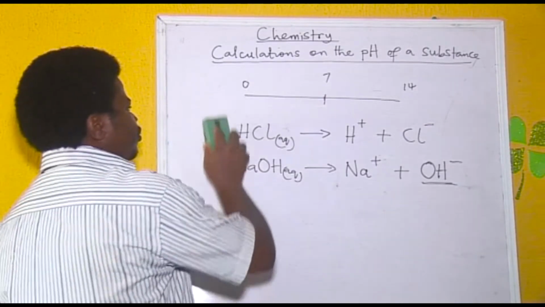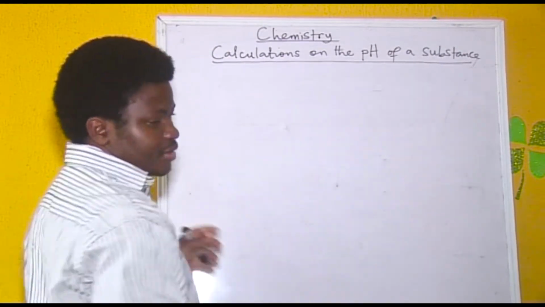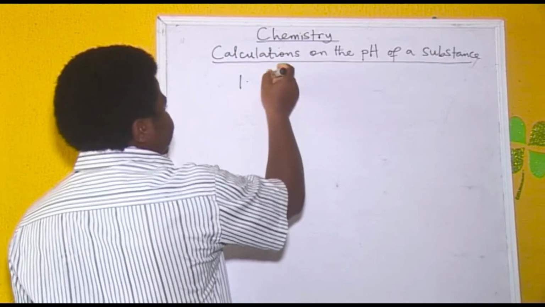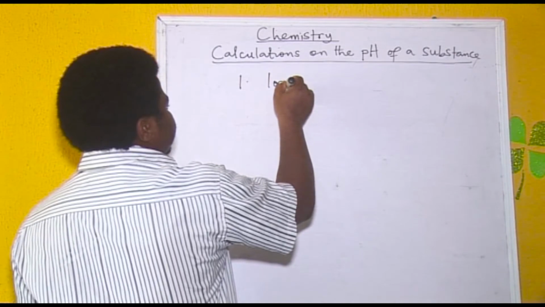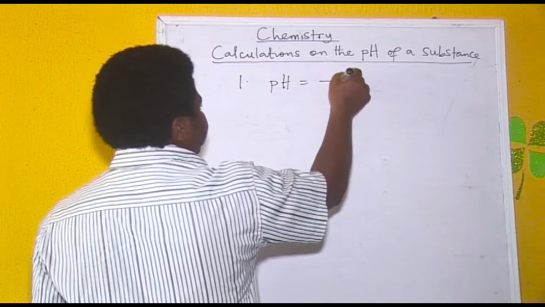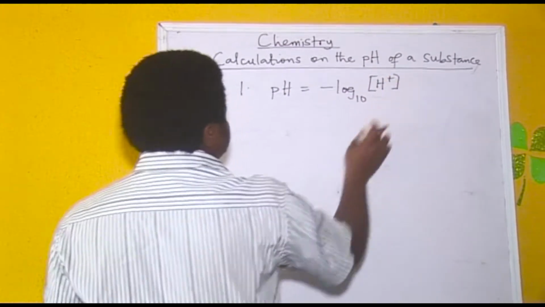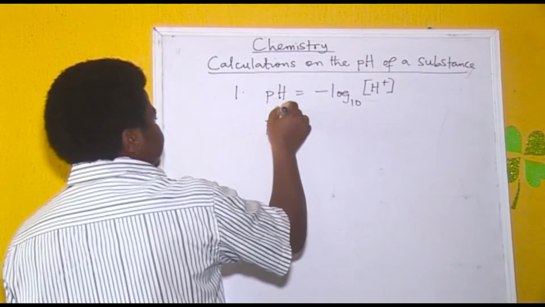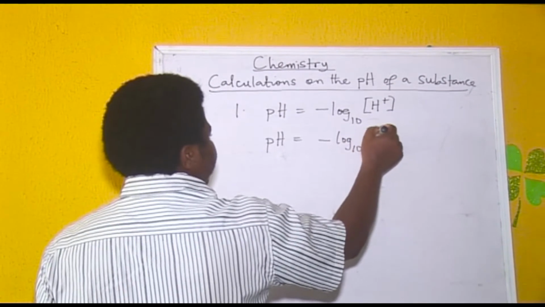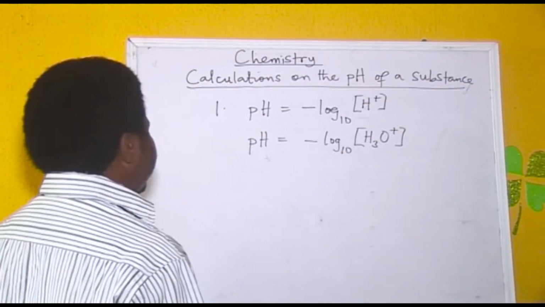After saying all of this, don't forget we are looking at the calculations of pH of any substance. So how can we know the pH of a substance such that we can say this is acidic or this is basic? The first thing we need to know mathematically is that the pH of a substance is the negative logarithm to base 10 of the hydrogen ion concentration, or we can say the negative logarithm to base 10 of the hydronium ion concentration of that substance.